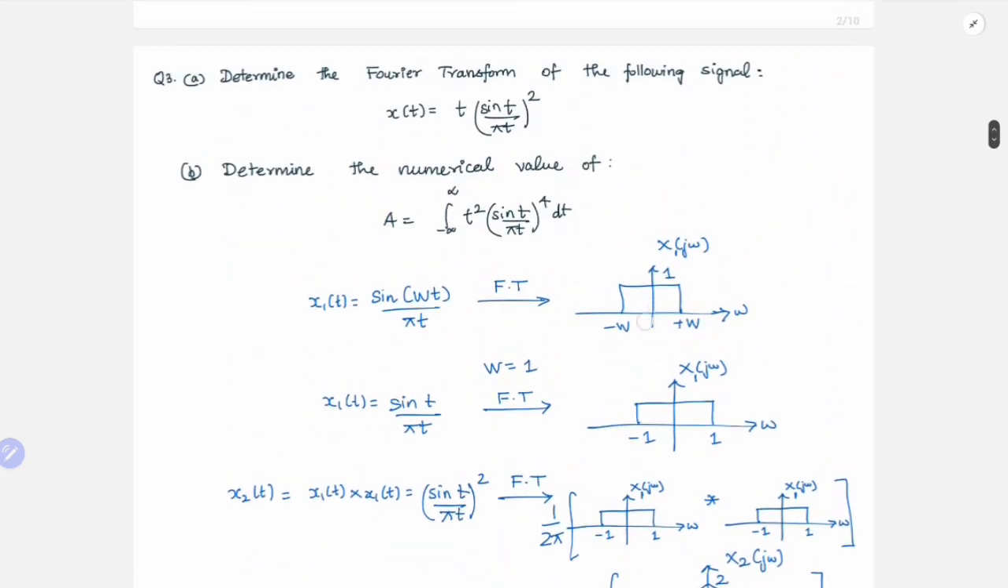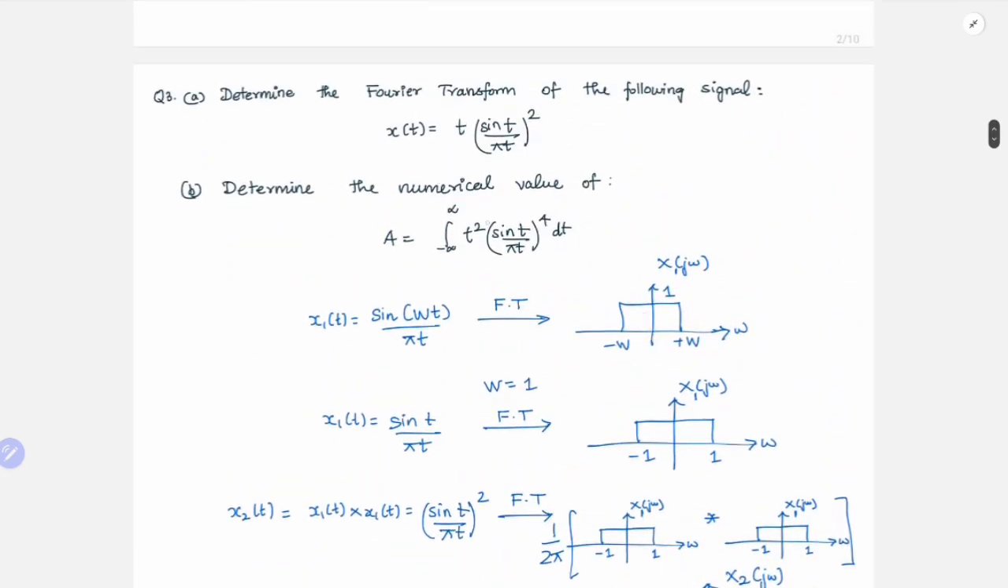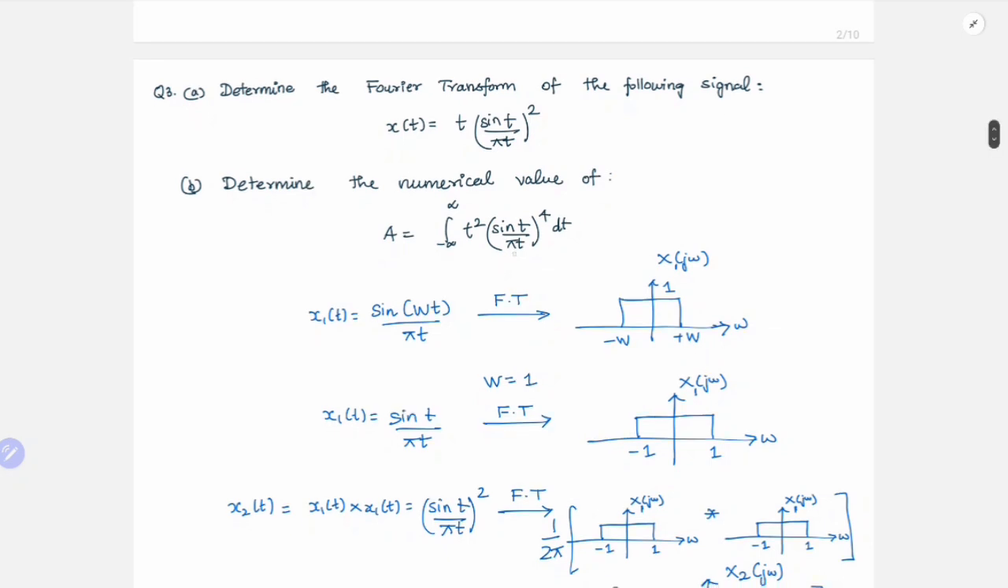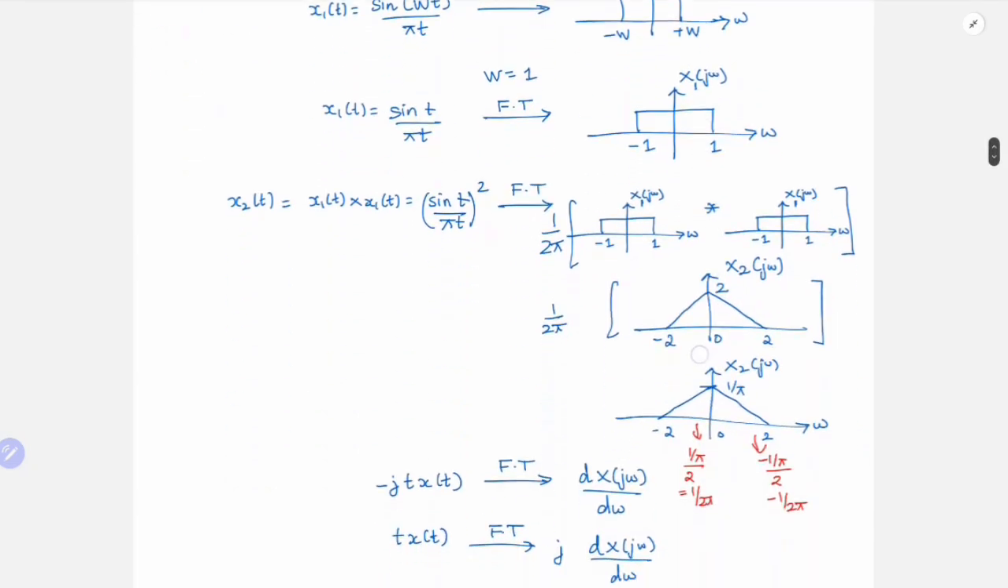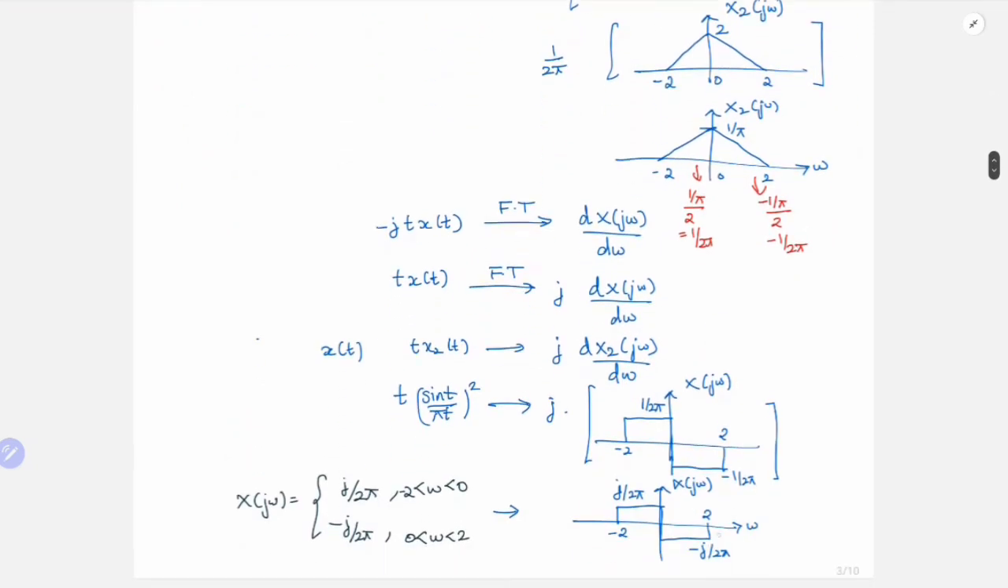So there is also a second part to this question. Determine the numerical value of this. So this is nothing but the integral of mod x of t squared dt. So it is nothing but the total energy of the signal. So we can easily find it from the frequency response, right? The frequency domain we can easily find using Parseval's relation.